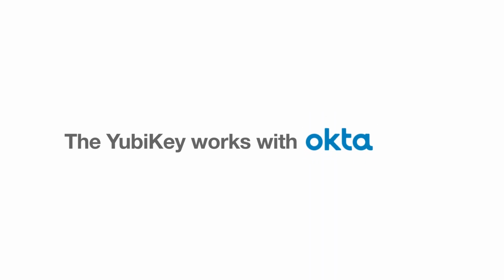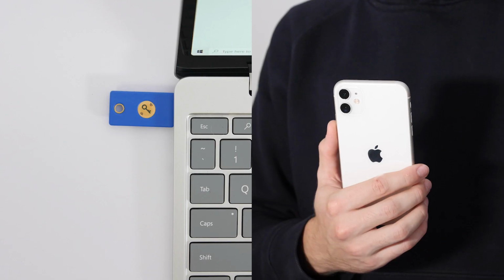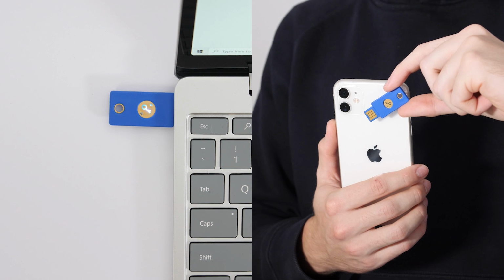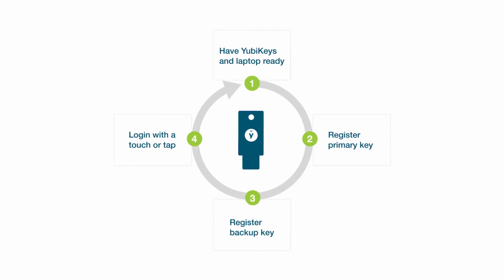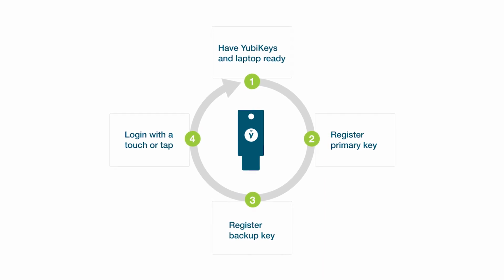accounts. You can set up your Security Key to secure accounts that support modern authentication protocols right out of the box. Once your key has been registered to your accounts, you can log in with just a tap or touch. It takes just 4 steps to secure your accounts with the Security Key.